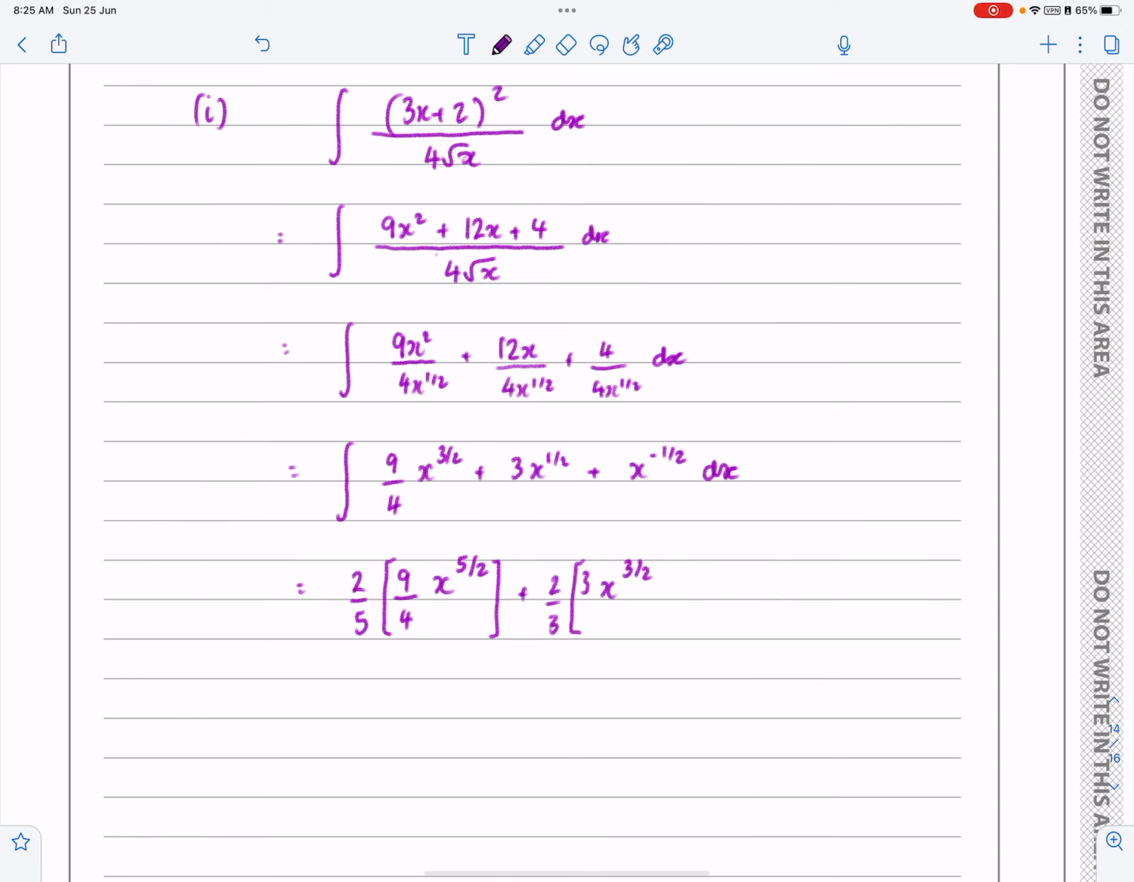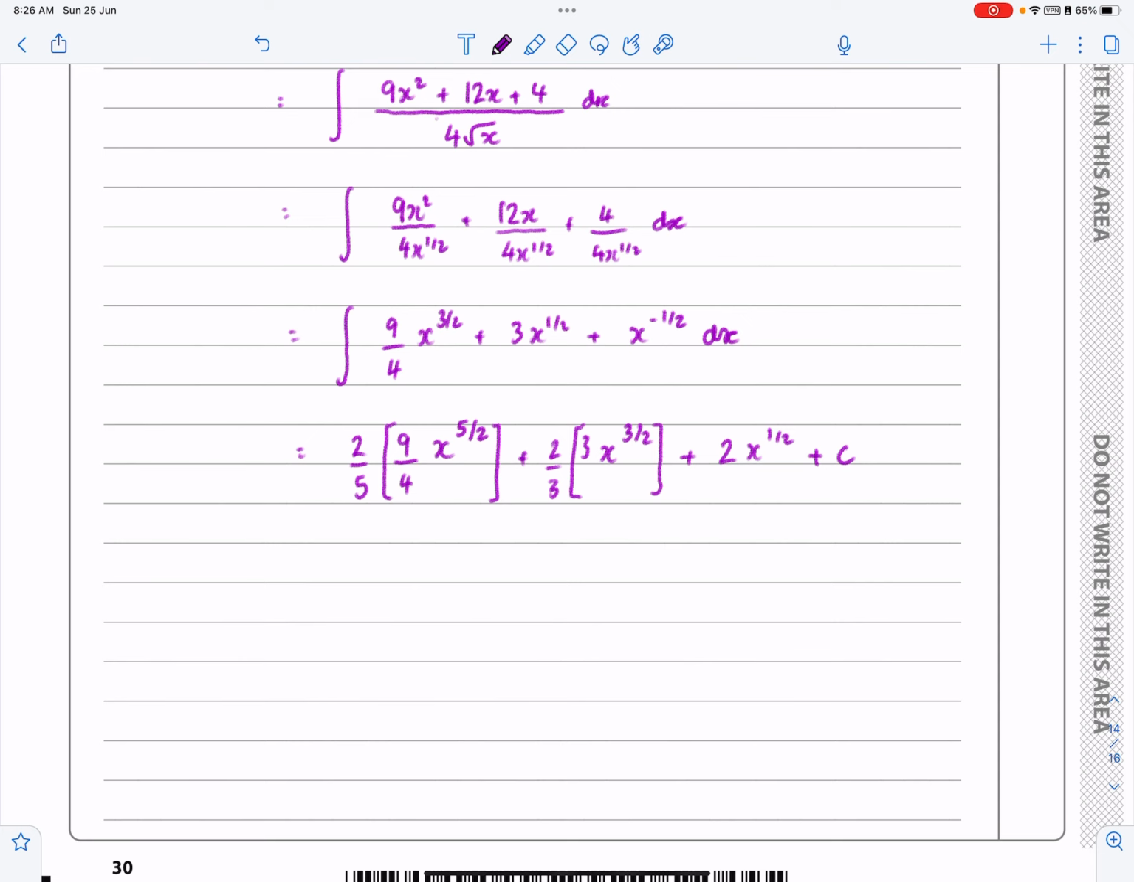I'm going to do it slowly, but if I was doing this on my own, I actually would have just cancelled those out straight away. But let's just take a bit of time over it. And then the next one, adding 1 onto the power makes x to the half. And dividing by a half, I'm not going to do this slowly, is the same as timesing by 2. So it works out to be 2x to the half. Don't forget our constant of integration. That will become important later on probably.